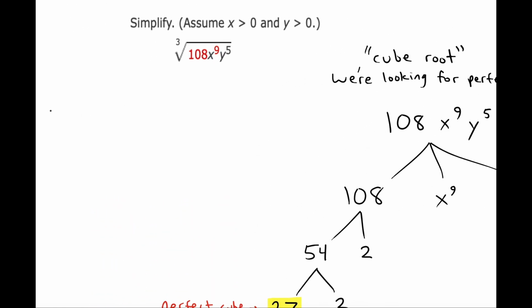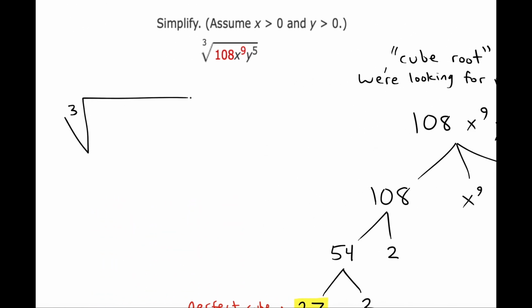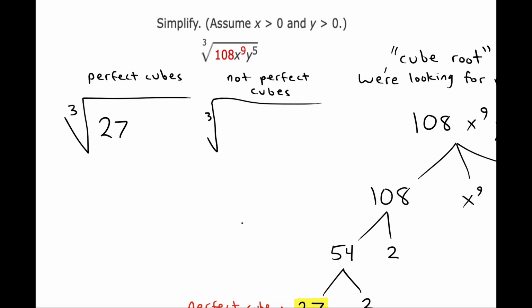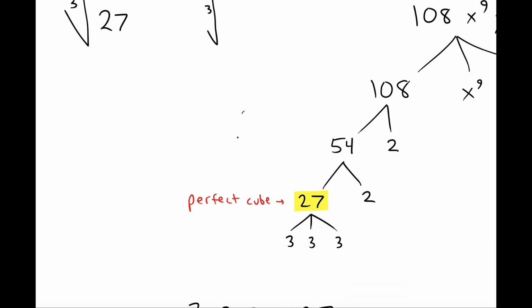I'm going to take that 27 now, and pull it out of the original expression, putting it on the left into a radical for perfect cubes. And I'm going to create another radical here for things which are not perfect cubes. A couple of things that would be not perfect cubes would be these 2's. We don't have a triple, we only have 2 of them, so that's not a perfect cube.